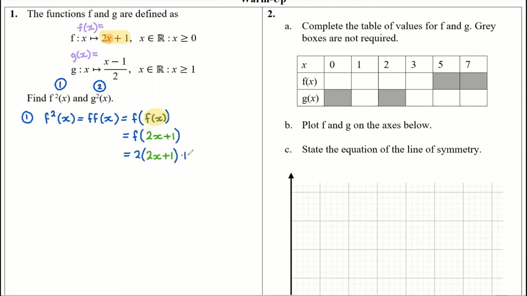So that's like a nested function. And this is only defined for x is greater than or equal to 0, but it's just the actual composition we're interested in. So this is going to give us 4x plus 2 plus 1, which is going to equal 4x plus 3.